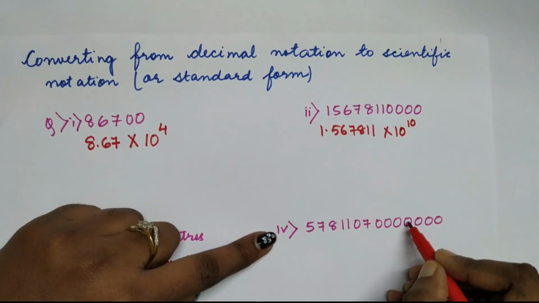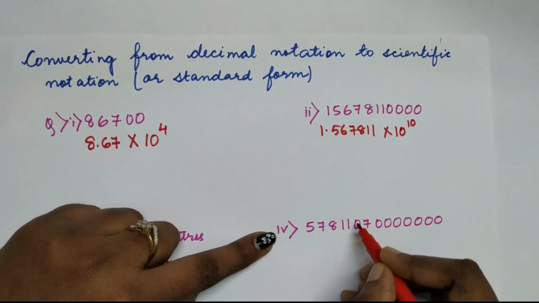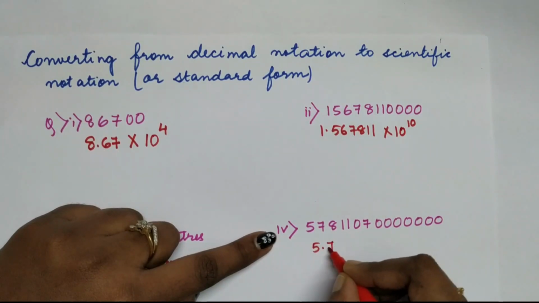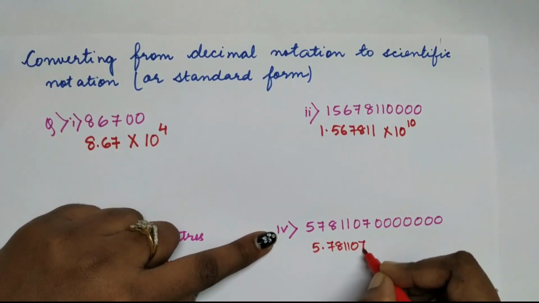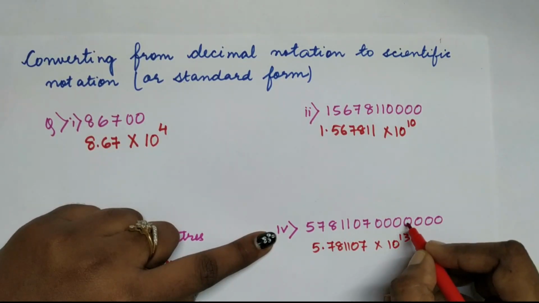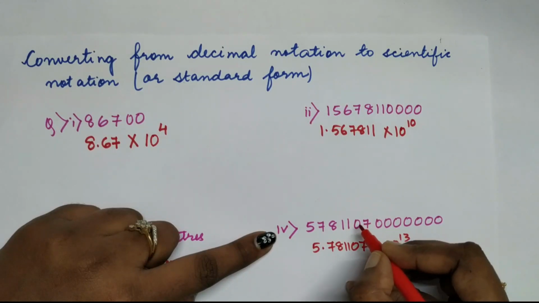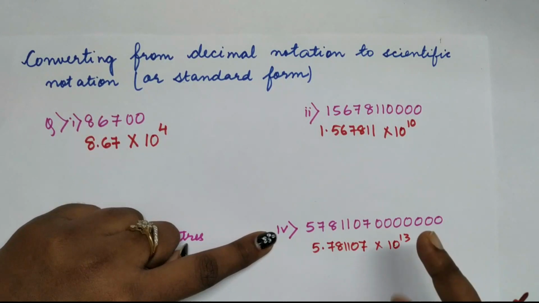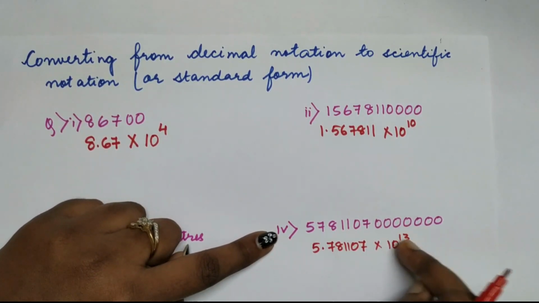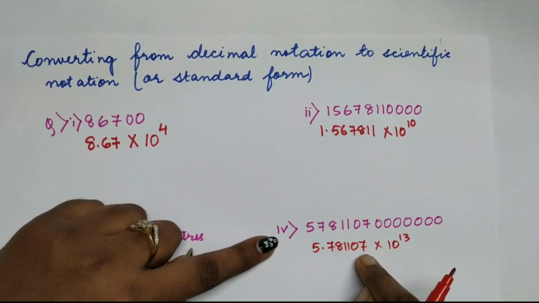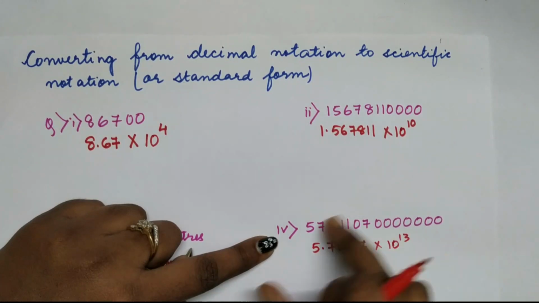1, 2, 3, 4, 5, 6, 7, 8, 9, 10, 11, 12, 13. So 5.781107 into 10 to the power 13. So 10 to the power 13, where 13 is the value of n and 5.781107 is the value of k, the significant of the given number.